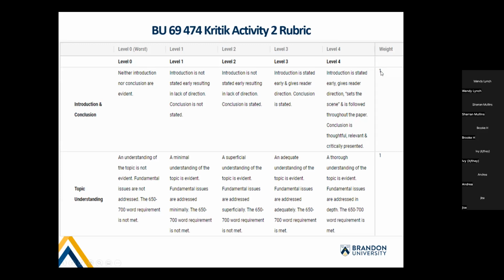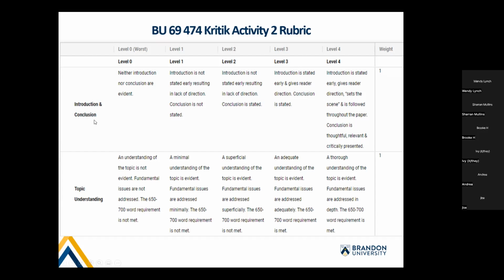Overall, this particular criteria was worth a weighting of 1. Level 4 would be a full 1 out of 1. Anything less than 4 would be a portion of the 1, whether it be 75% or 0.75 or 0.25. I didn't put that in here because I thought it was a bit too wordy, and I'm more than welcome to talk with people who are interested later.